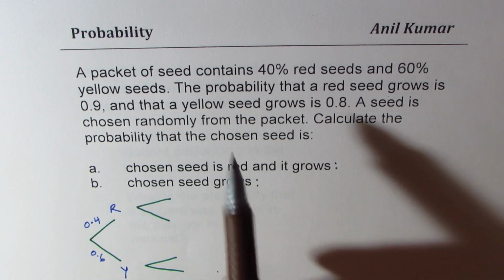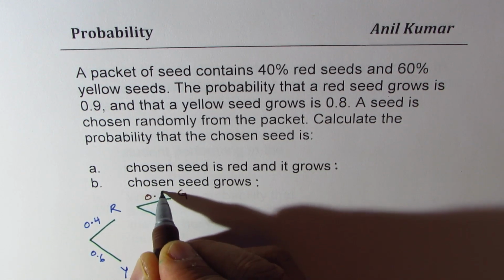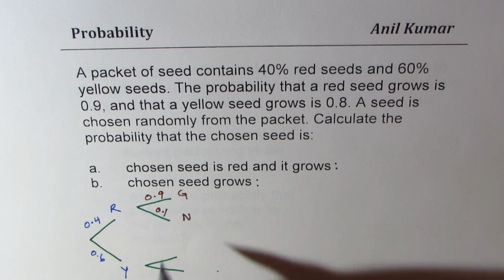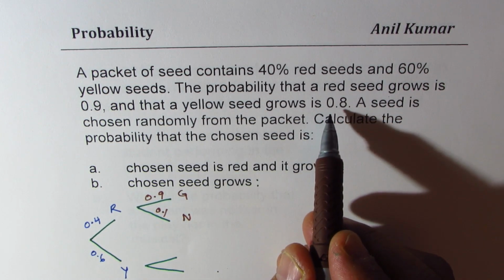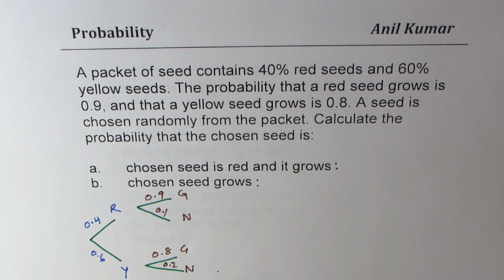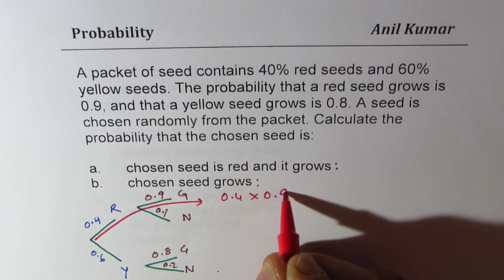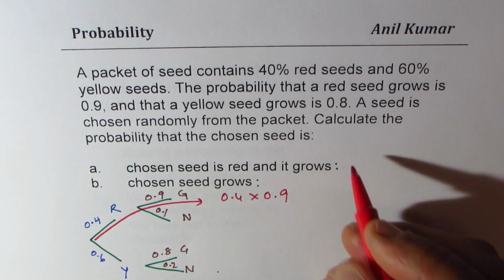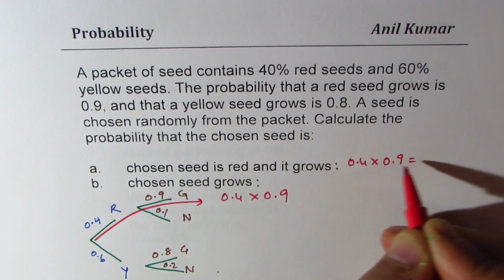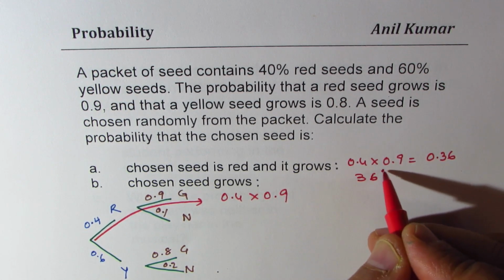Now, it says that the probability that the red seed grows is 0.9. So let's say it grows, that is 0.9. That means it does not grow is 0.1. Correct? As far as the yellow seed is concerned, yellow seed grows is 0.8. So 0.8 to grow, so 0.2, it will not grow. Correct? Now if you need to find chosen seed is red and it grows, that means we are looking for this portion, red and it grows, right? So this answer is 0.4 times 0.9, which is 0.36, or in percent, you could write this as 36%.